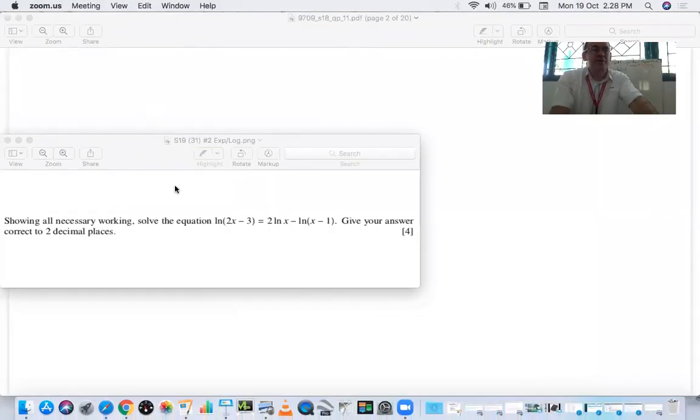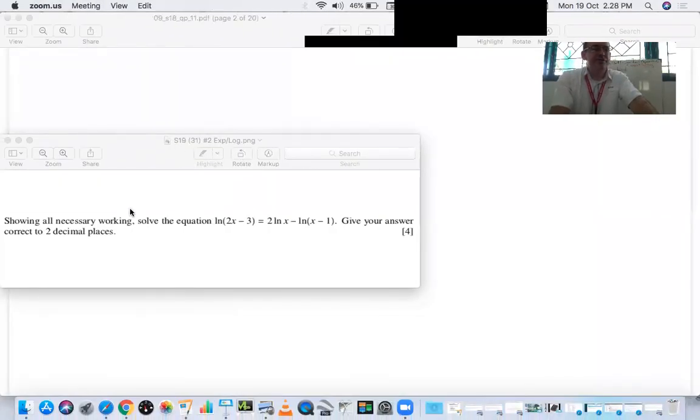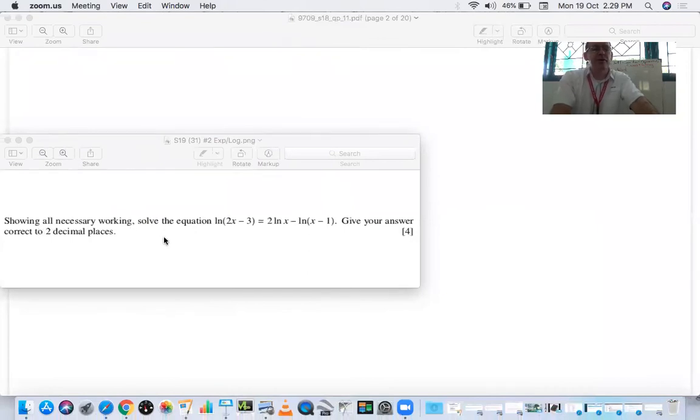Okay, let's look at our last question here for this video on solving logarithmic equations. Again, up here's the code if you're interested. Showing all necessary workings, solve the equation ln of 2x minus 3 equals 2 ln x minus ln of x minus 1. Notice all of these logarithms have the same base. Give your answer correct to 2 decimal places.